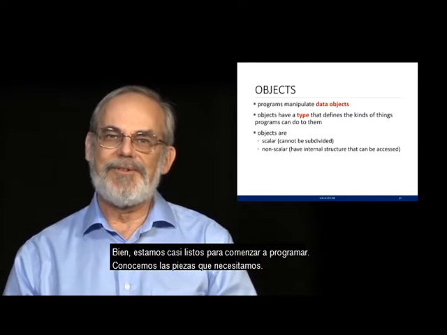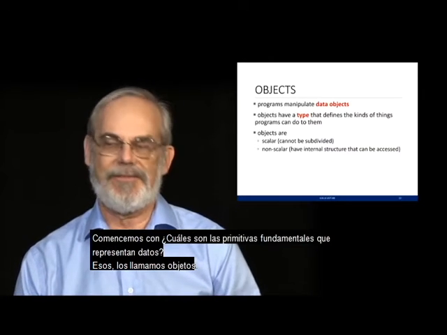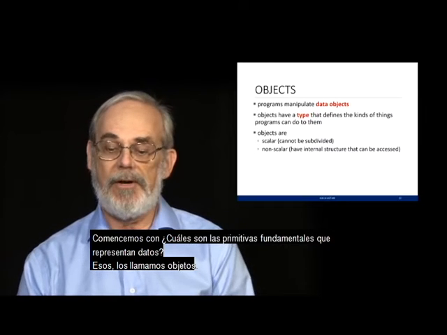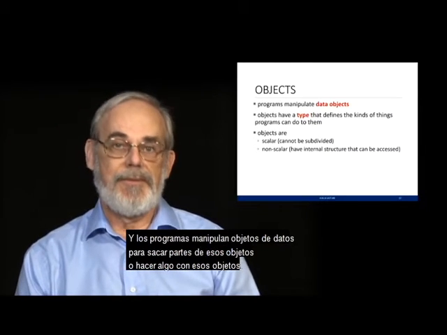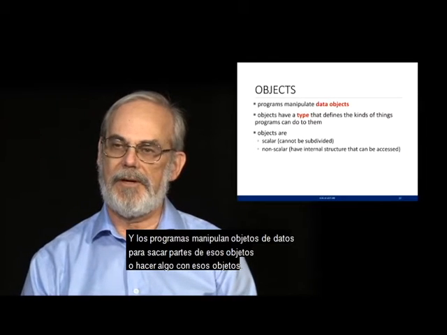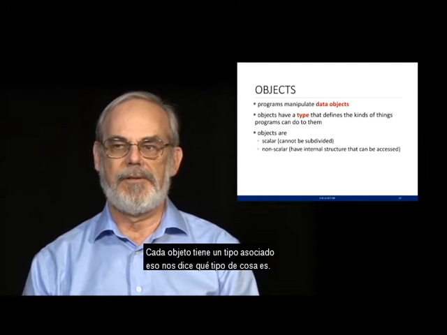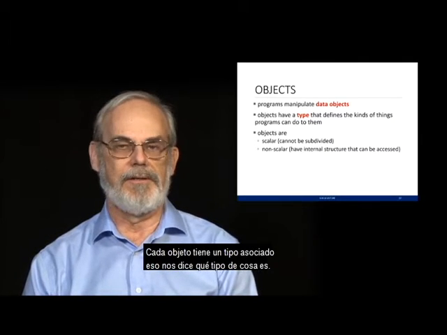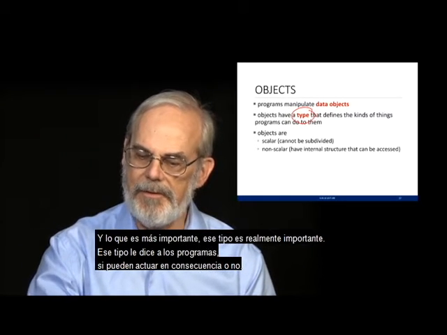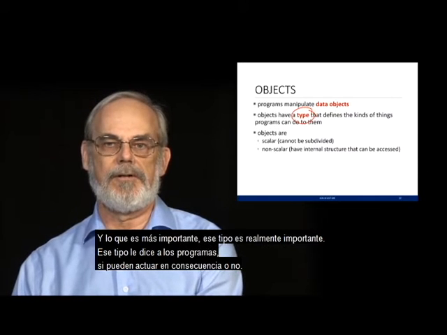Okay, we're almost ready to start programming. We know the pieces we need. Let's start with what are the fundamental primitives that represent data. Those we call objects. And programs manipulate data objects in order to get out parts of those objects or to do something with those objects. Every object has a type associated with it that tells us what kind of thing it is.